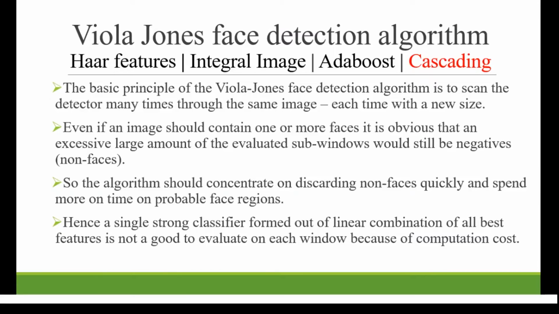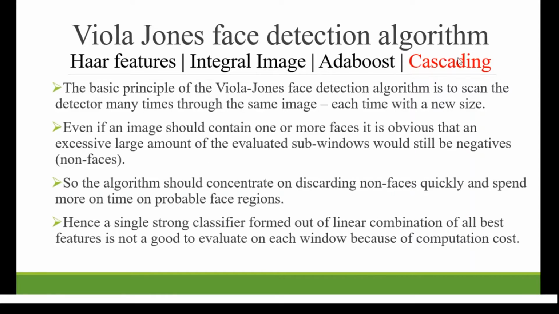So the basic principle of this algorithm is to scan the image as many times, each time with a new size. Even if an image should contain one or more features, it is obvious that an excessively large amount of evaluated sub-windows would still be negatives. So now we are learning about cascading.